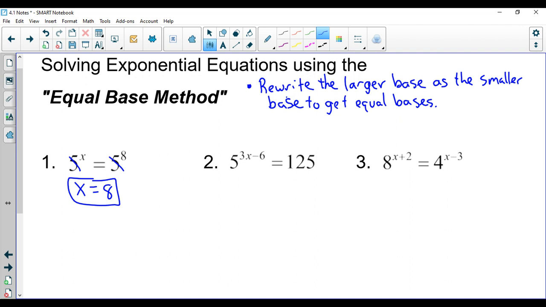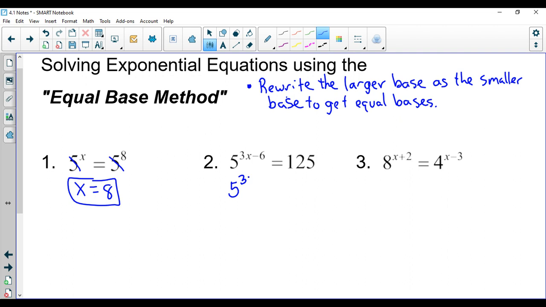So, for example 2, we have 5 to the 3x minus 6 power equals 125. So our smaller base is 5. So we're going to try and rewrite 125 as a base of 5. So we're thinking, 5 to what power is 125? Well, we know 5 to the third is 125.